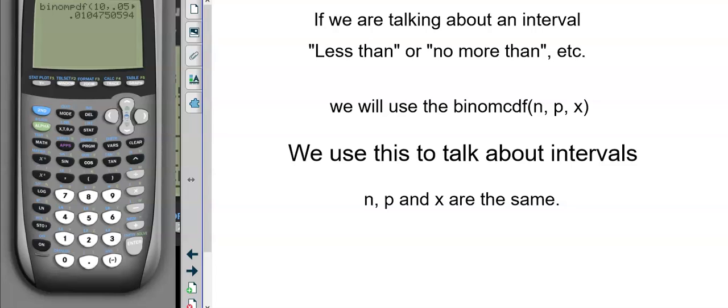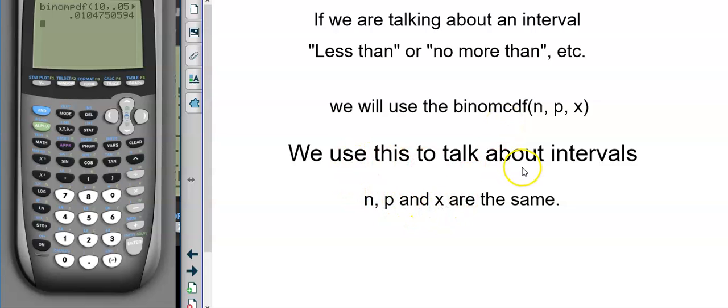All right, so the first example we just did, we had exactly 3. So whenever we use the word exactly, we use PDF. That's for exactly. But whenever we're talking about an interval, like less than, no more than, even greater than, anything of that sort that has a range of numbers outside of just that one number by itself, we will use the binomial CDF. So this one had PDF for exact. This is CDF for intervals.